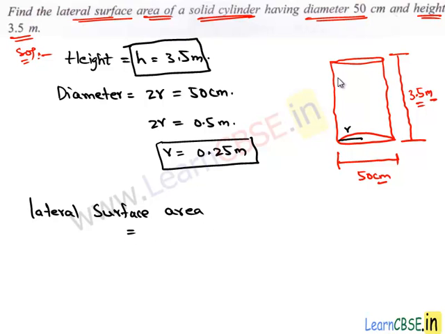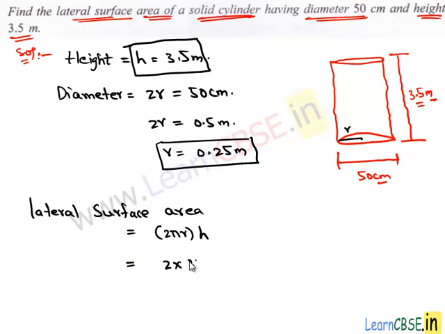Here the lateral surface area of this cylinder means its curved surface area. How do we get its curved surface area? Here we have the circle and its circumference is 2 pi r, and we have height total h. Therefore 2 pi r times h is the lateral surface area of this cylinder.